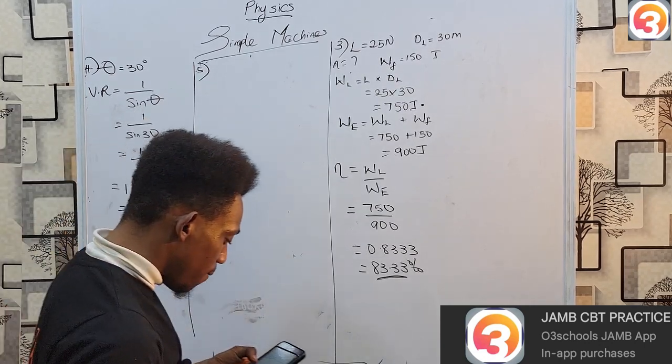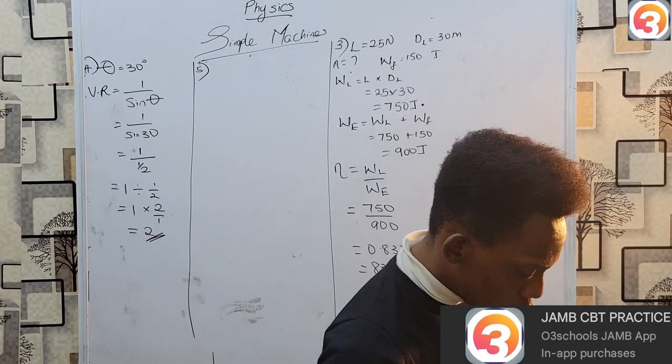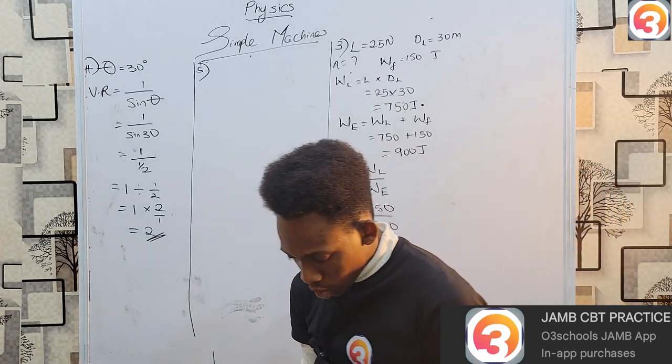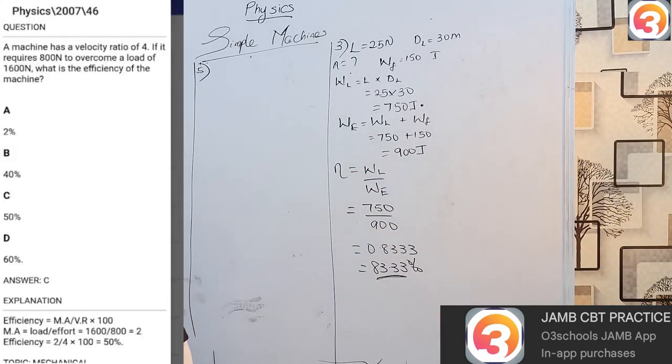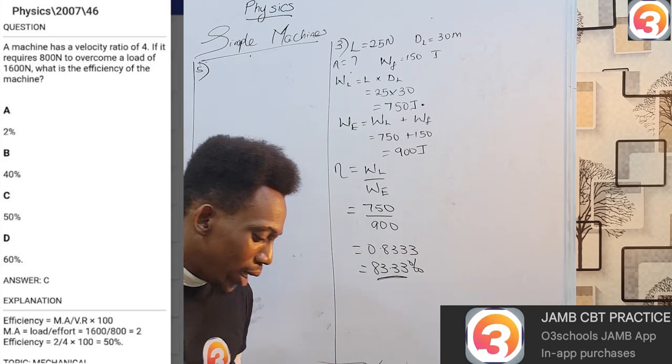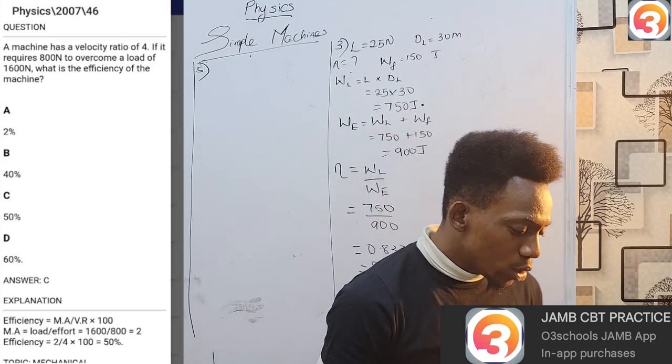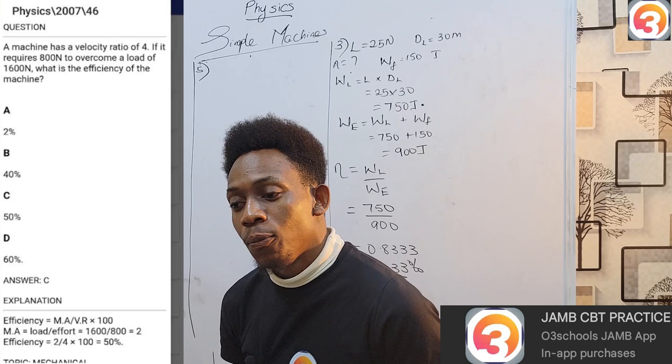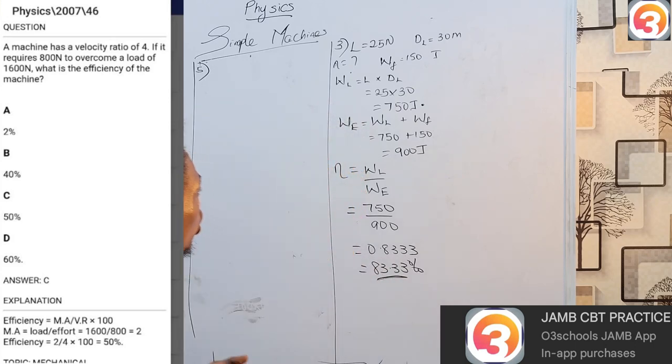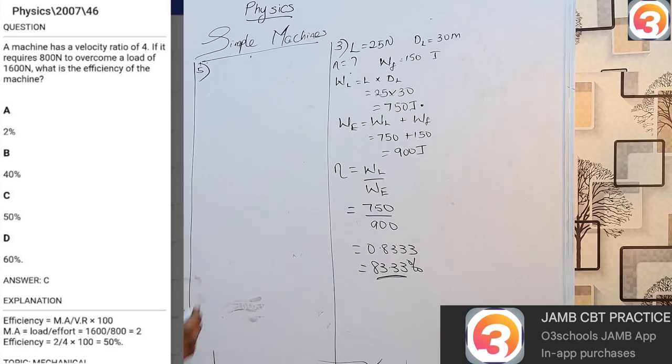That is our number 5 question. This one states: a machine has a velocity ratio of 4 if it requires 800 newton to overcome a load of 1600 newton. What is the efficiency of the machine? We saw something like this before.